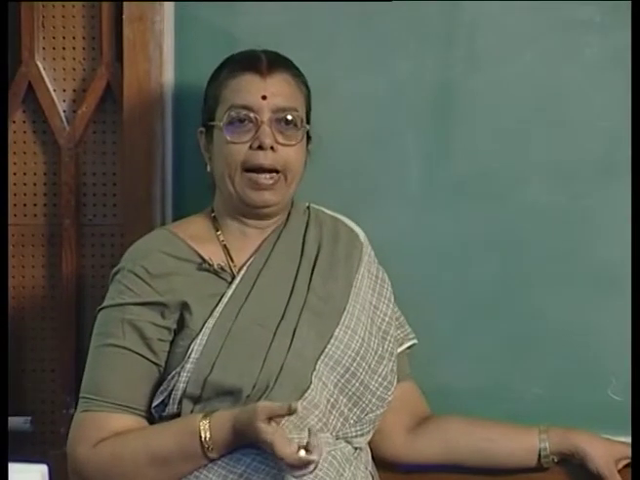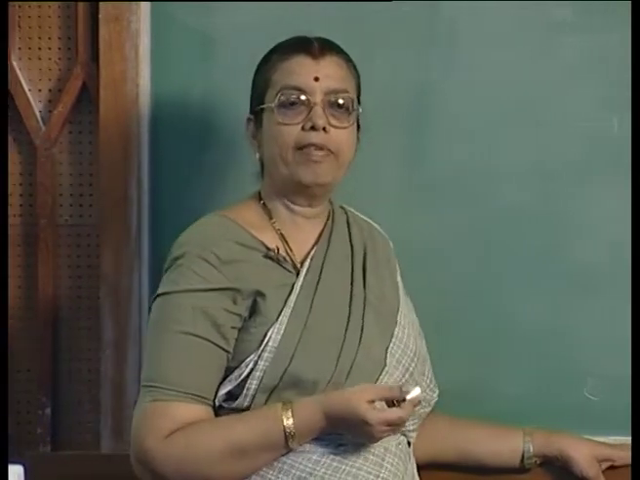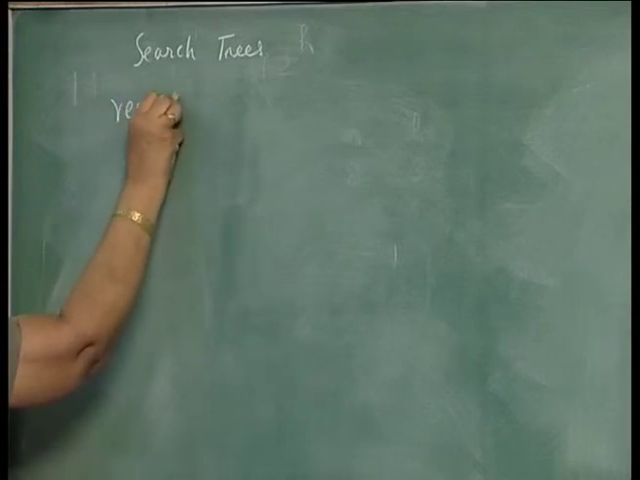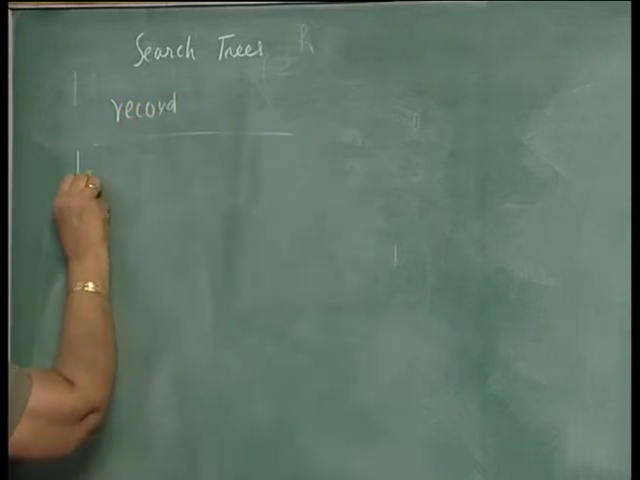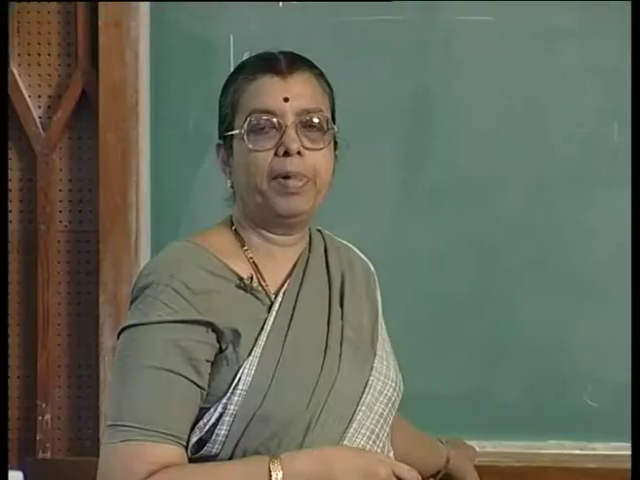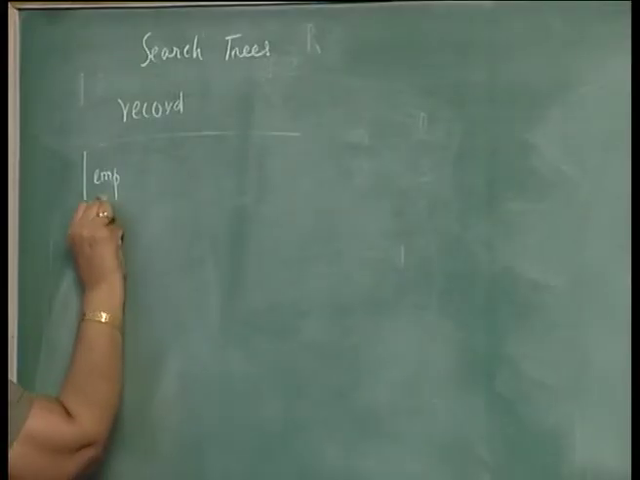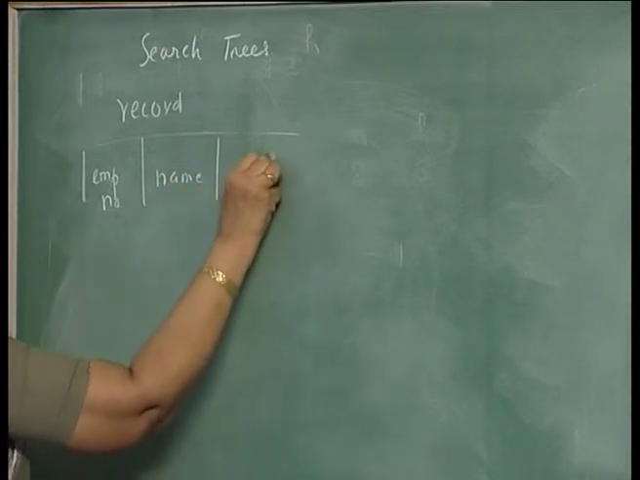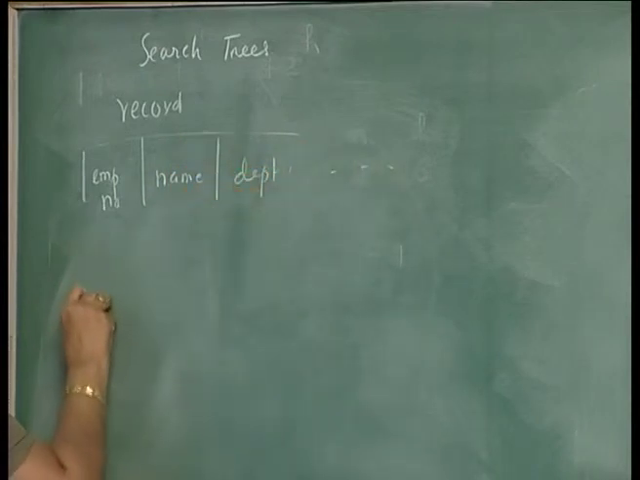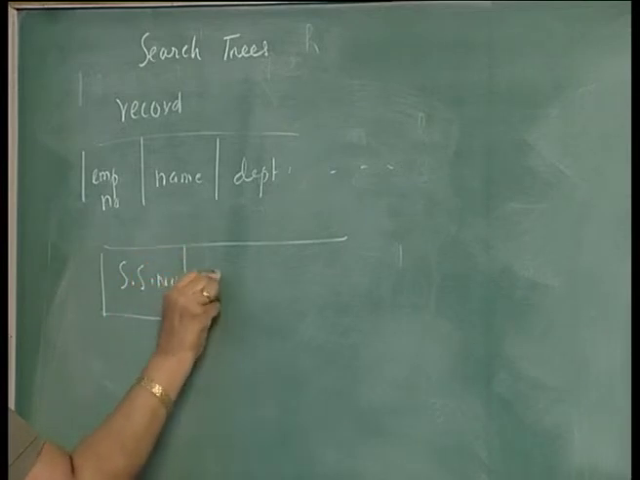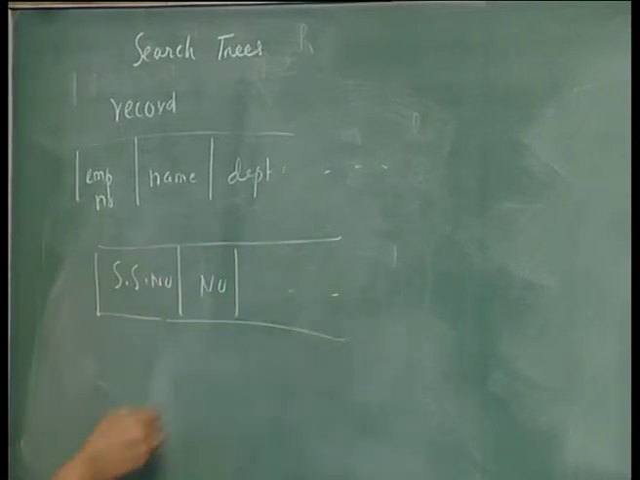Data is stored as a record, which will have several fields. For example, in a company you want to store the records of all the employees. It will have employee number, name, department, whatever it is. If you take the US, you may also have social security number, name, and so on.